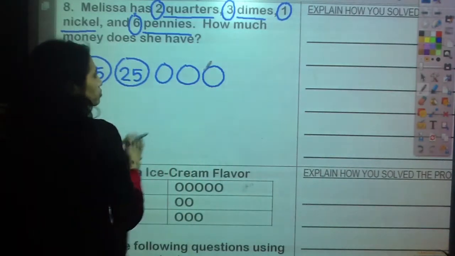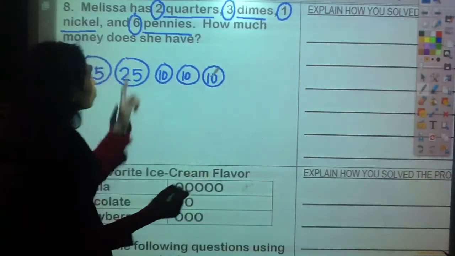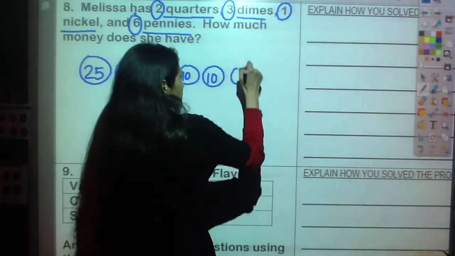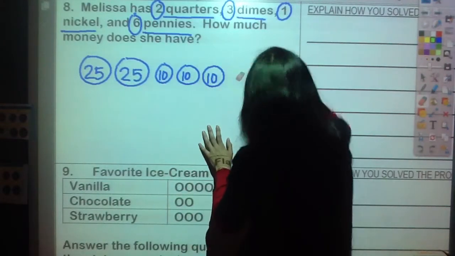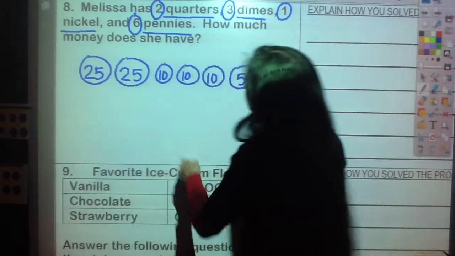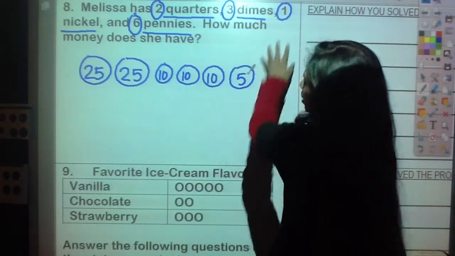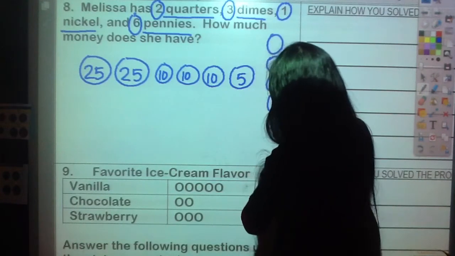How much is a dime? 10 cents, 10 cents, 10 cents. 1 nickel. How much is a nickel? That's 5 cents, although nickels are not smaller than dimes. 5, and then what else? 6 pennies. All right, I'll put the pennies right here. 1, 2, 3, 4, 5, 6.